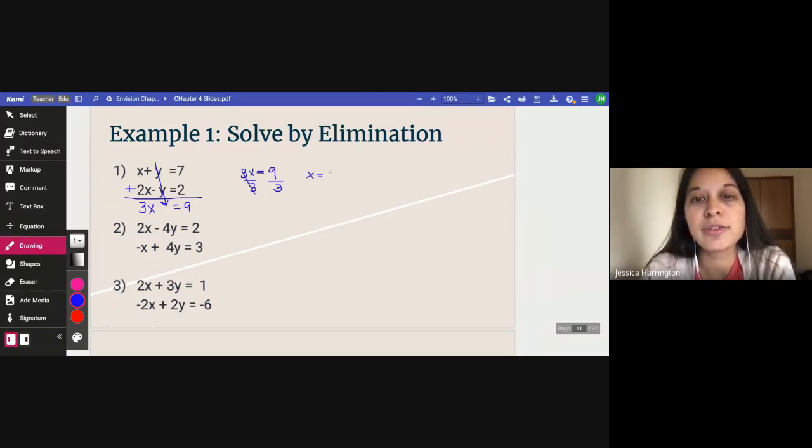And then now all I need to do is find what y equals, and I can just plug it into any one of these. So if I pick the first one, which is x plus y equals 7, right? Let's just plug in my 3. So instead of x, I'm going to write 3 plus y equals 7. And that means when I solve for y, which I subtract 3 from each side, I get y equals 4. So my solution to that system is 3, 4. We eliminated that y to start off with, and it helped us solve it.